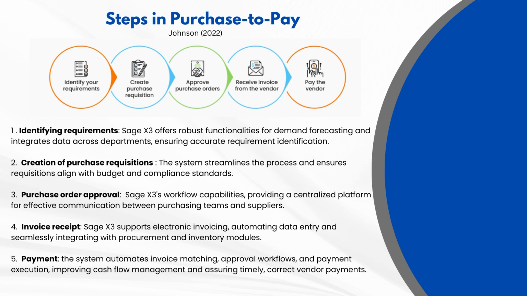In this slide, we can see the 5 steps of P2P, which are identify your requirements, create purchase requisition, approve purchase order, receive invoice from the vendor, and pay the vendors. So Sage X3 is important to integrate this process. For example, for identifying requirements, Sage X3 offers robust functionality for demand forecasting and integrates data across departments, ensuring accurate requirement identification. For the payment process, the system automates invoice matching, approval workflow, and payment execution, improving cash flow management.